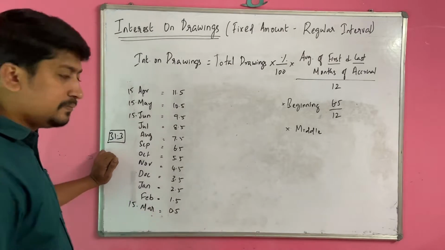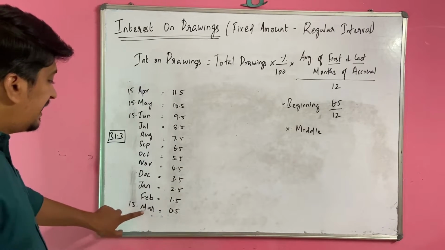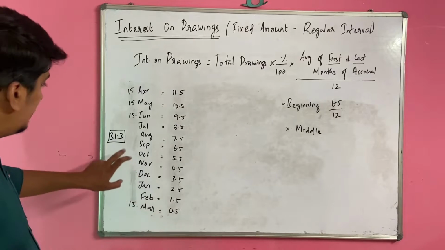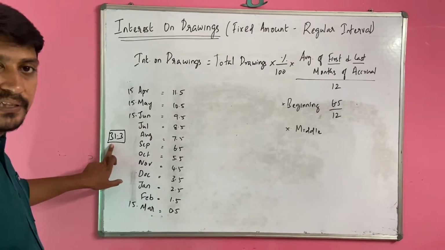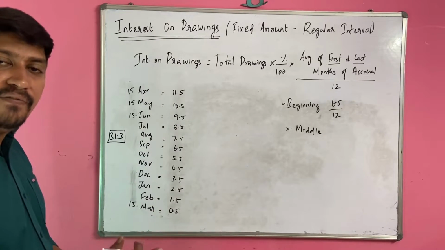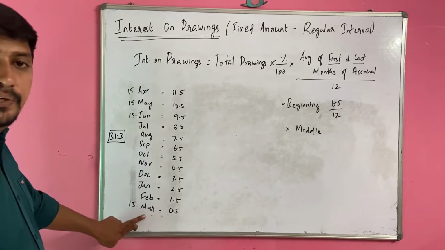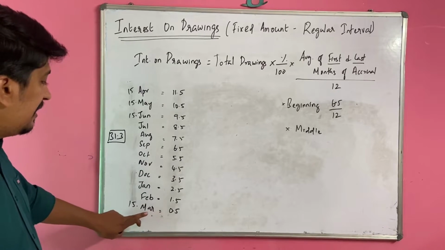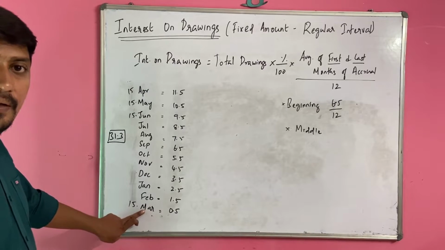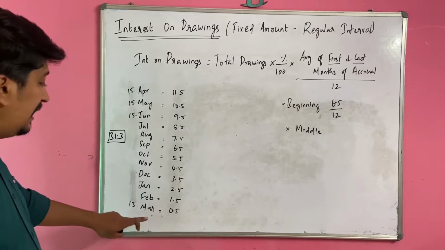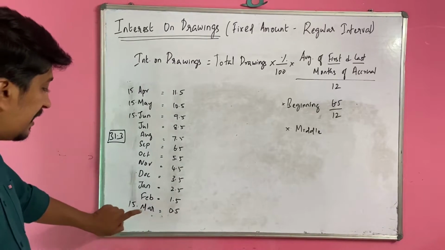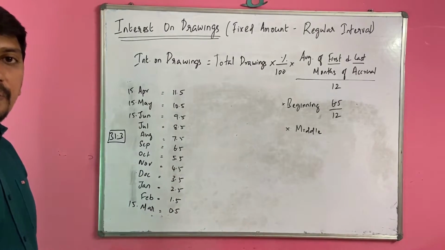0.5. That is because he takes the amount on March 15 and the books are closed on March 31st. In the last month only half of the month that amount has been used. The last drawings, the amount taken on March 15, has been used in the year only half of the month. So he has to pay for that amount half of the month's interest.